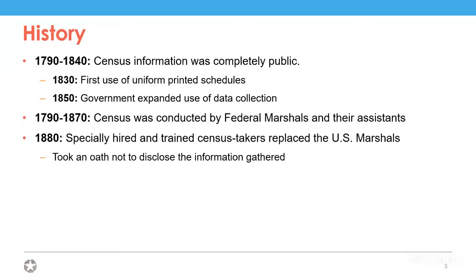Starting in 1880, there were specifically hired and trained census takers that replaced the US Marshals, which makes sense because there is a limited number of US Marshals. They had to really expand who could get out there and take the census. They also stepped up the expectation of protecting people's information. The census takers took an oath not to disclose the information that they gathered.